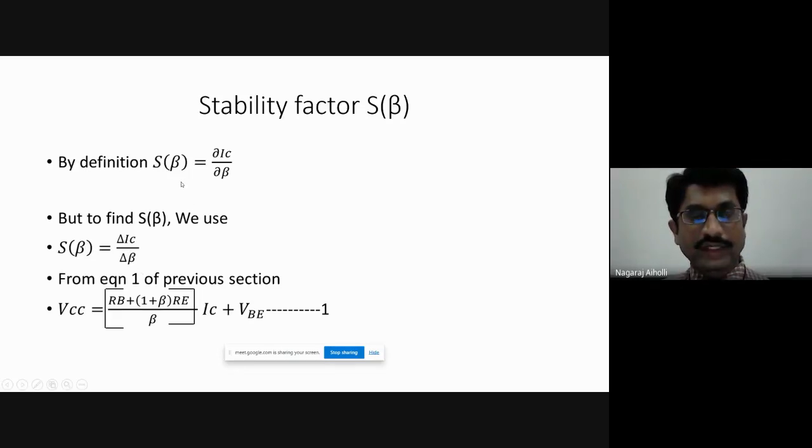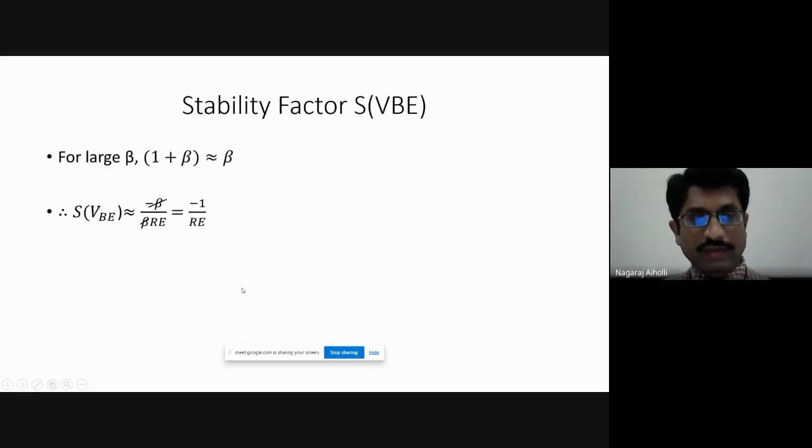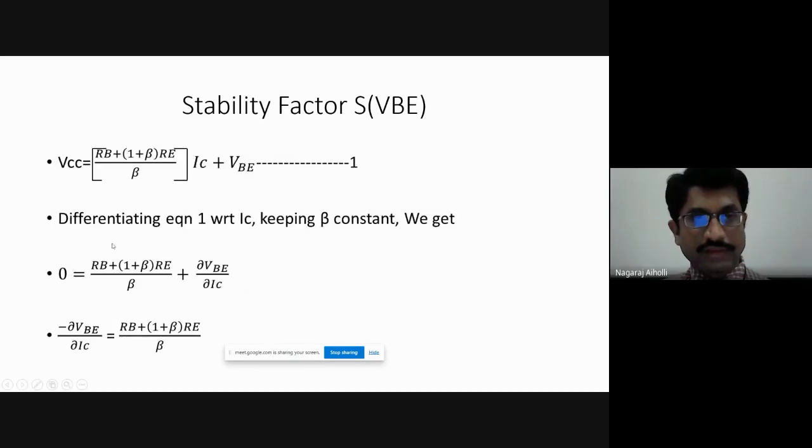The reason why we are taking S of beta as delta IC by delta beta is that we are not differentiating to get the equation in the form of dou IC by dou beta, because it takes more time. Equations are more in the simplification and obtaining dou IC by dou beta. So rather than that, we go for delta IC by delta beta, and we have discussed the procedure of finding delta IC by delta beta in the previous class. We will discuss the same thing in today's class also. From equation 1 of the previous section, that is in the derivation of S of VBE, VCC is equal to RB plus 1 plus beta into RE by beta, the whole multiplied by IC, plus VBE, this equation.